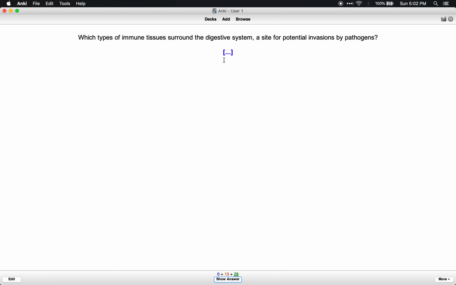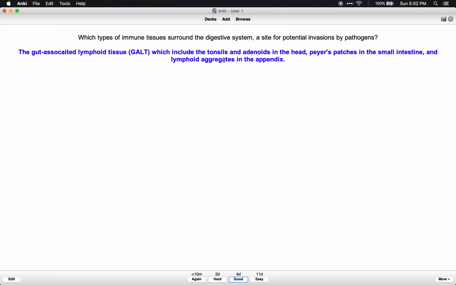What type of immune tissue surrounds the digestive system? Oh, I totally forgot, there's GALT. Yeah, the gut-associated lymphoid tissue, which includes the tonsils and the adenoids in the head, Peyer's patches in the small intestines, and the lymphoid aggregates in the appendix.